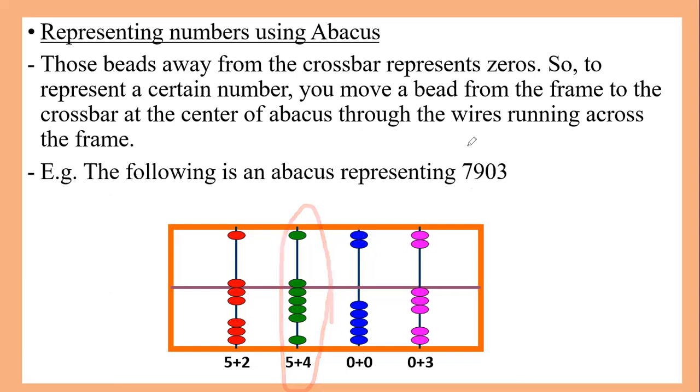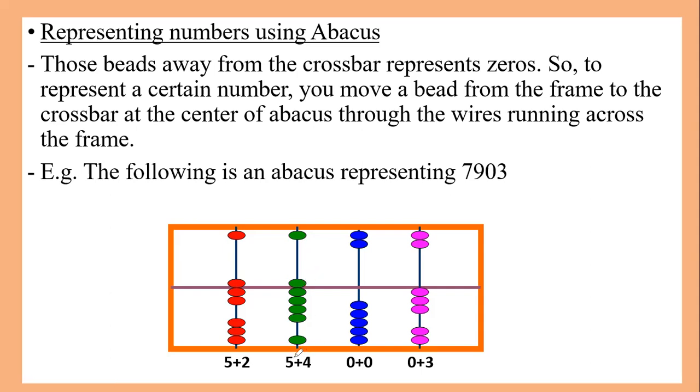In this number, 7,903, we have 900. So we have 9 hundreds. And therefore, from the upper side, we have to move one bead. And this is the bead. So any bead moved from the upper side to the crossbar represents 5. It represents digit 5. And therefore, this is 5.